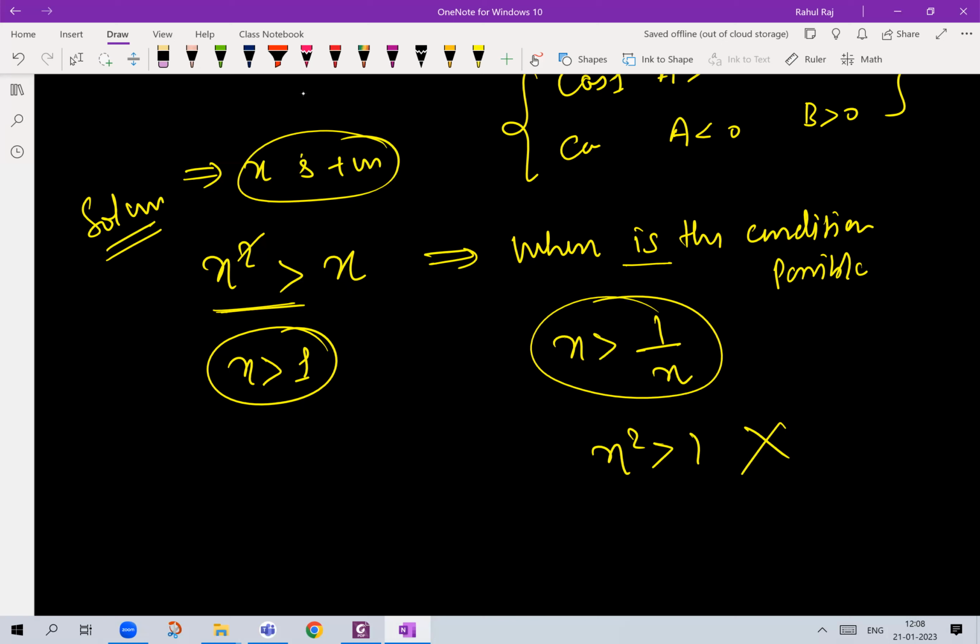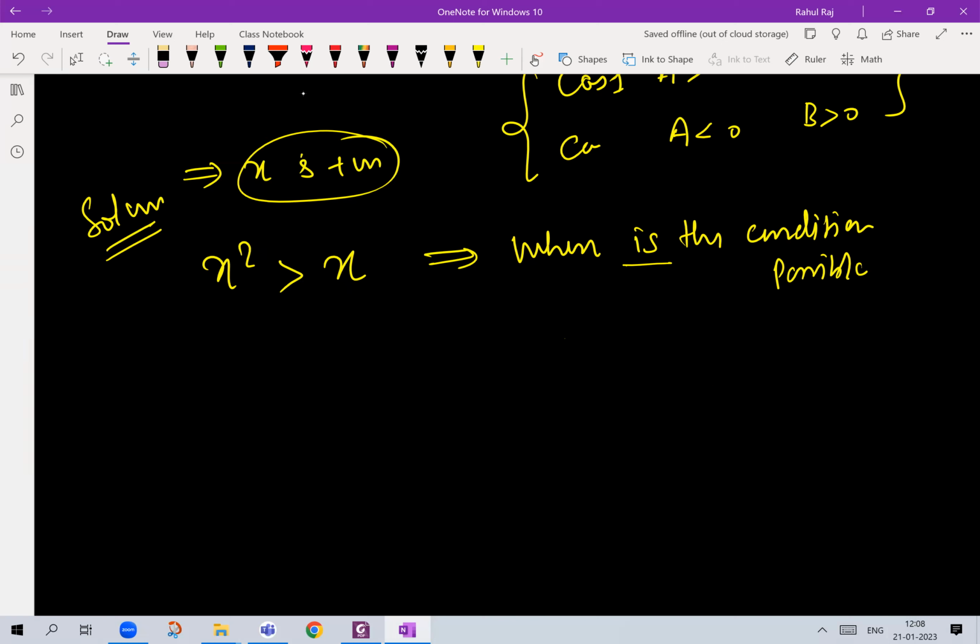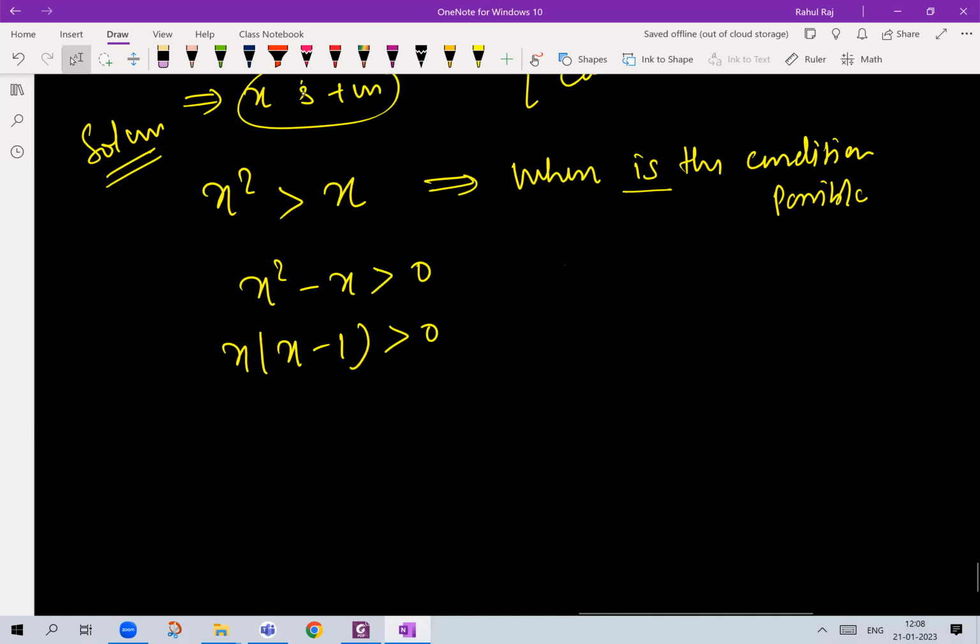Now, if you can't do this, what should you do? You can always transpose the variable from one end to the other. That is possible in any case, whether it is given or not given, it doesn't matter at all. So I can bring this variable to this side: x square minus x greater than 0. x square minus x greater than 0 means x into x minus 1 greater than 0. What does this mean? This means x minus 0 into x minus 1 greater than 0.